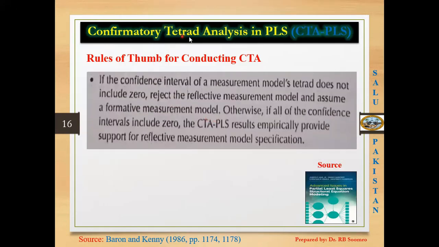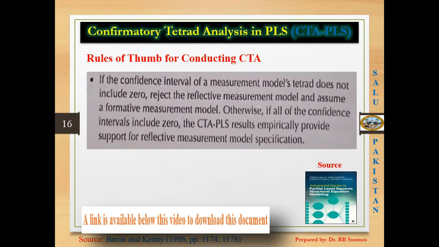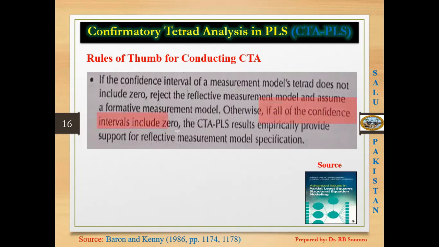Another thing is whether the confidence interval of the measurement model includes zero. If there is no zero, then they reject the reflective measurement model and assume that it is a formative measurement model. So the decision rule is on the basis of zero. If zero is not included, then it is formative. If zero is there, it is reflective. Otherwise, if all confidence intervals include zero, CTA empirically provides support for the reflective measurement model specification. That means that if all zeros are there, then we can specify that this construct is reflective and not formative. So we have to decide on the basis of the availability of zero.